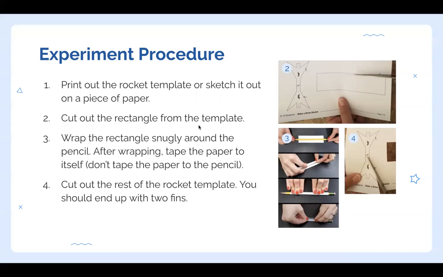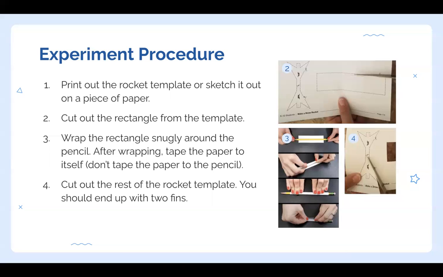And for the third step, you're going to grab your pencil and you're going to lay the rectangle down, and you're going to put the pencil on top of it and just wrap the paper rectangle around the pencil. So if you look at the third image here, you can see how the paper is being wrapped around the pencil. And try to get it as tight as possible. You're going to have to overlap the paper a few times. And then once it's very tight, use a small piece of tape to secure it.